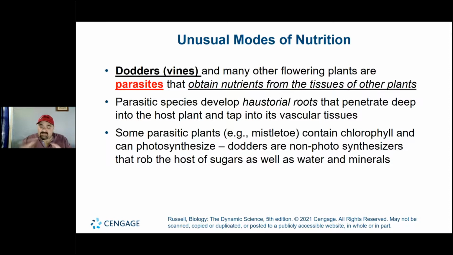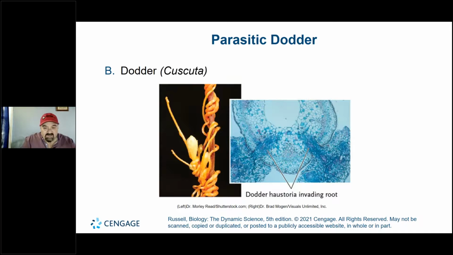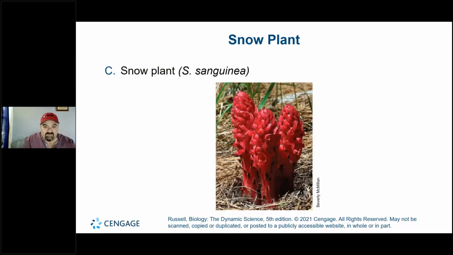So interesting. If you've ever seen a vine on a plant absorbing the nutrients from it and actually killing the plant over time, or a vine wrapped around a tree, a huge tree can be destroyed by a vine, and it can take many years for that to occur. You're seeing here the cobra lily, where the digestive juices would be present in order to process any type of insect. Here's an example of vines invading the root.